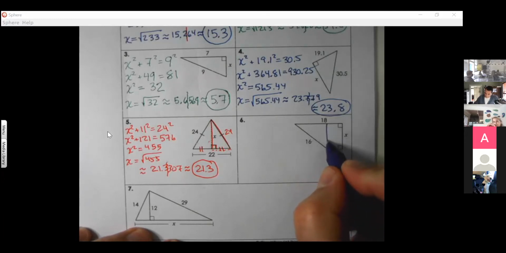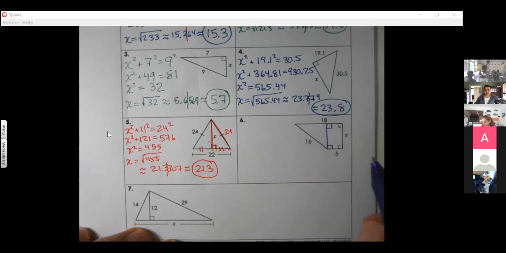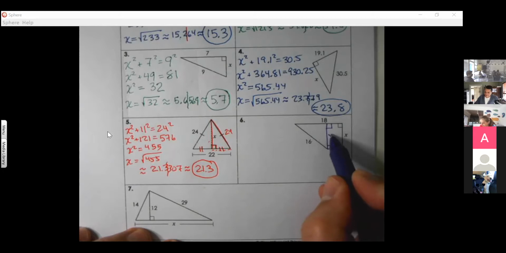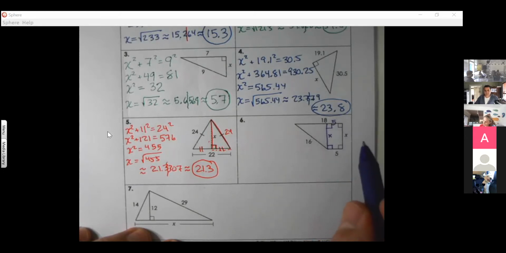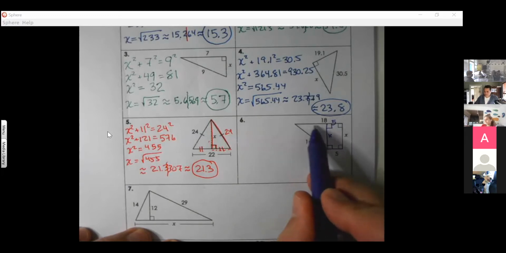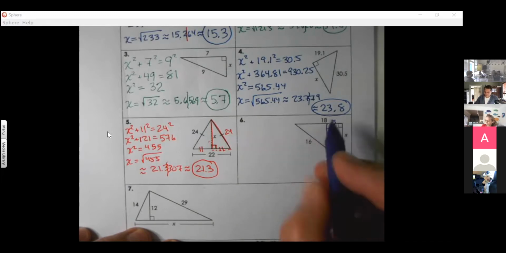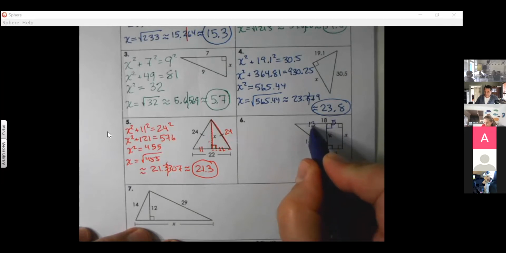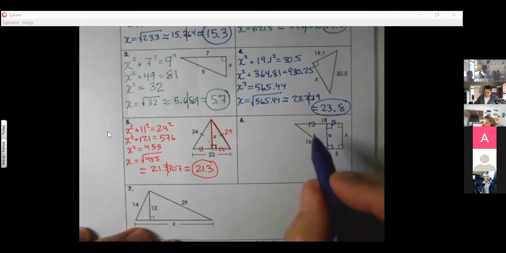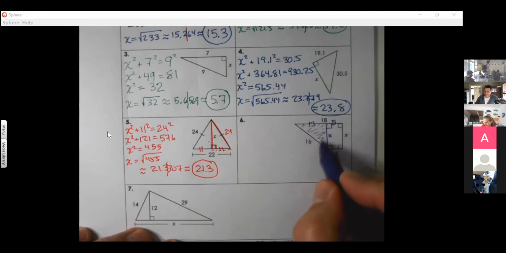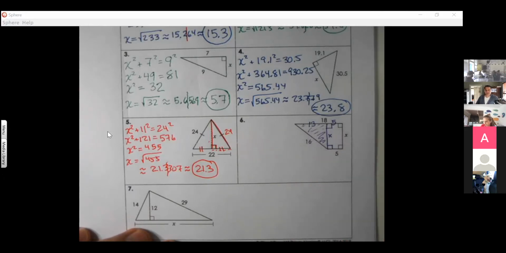So if I draw another one right there, and I force this to be a right angle, this one has to be a right angle too, and I've now made myself a cute little rectangle. Because it's a rectangle, if this is x, this is x, and if this is 5, this is 5. If this whole thing was 18 and I've taken 5 off, this part is 13. That now gives me the makings of a right triangle I can work with.